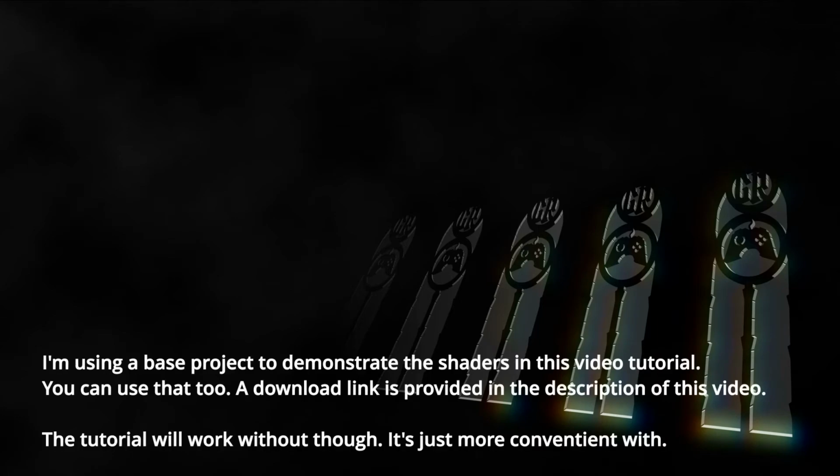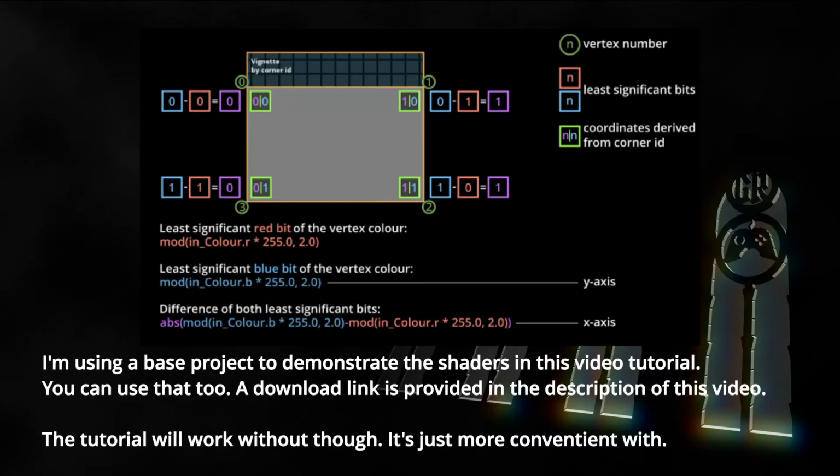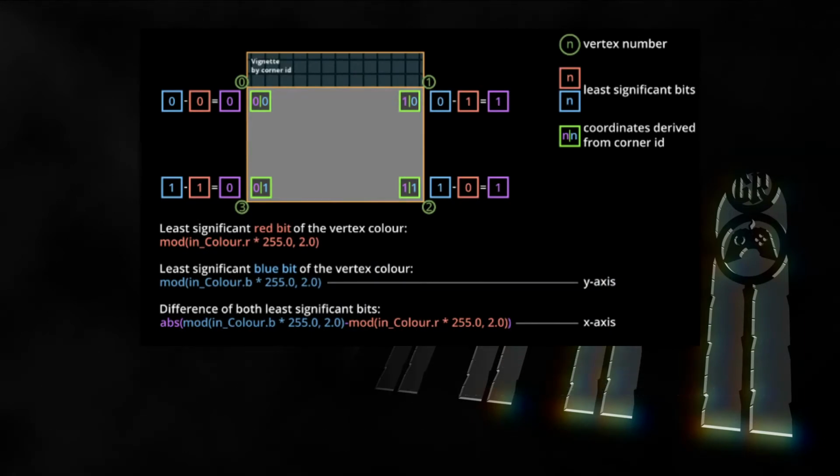Hi, I'm Reverend Greg and I welcome you to this video in the tutorial series Shaders for Hobby Programmers. This time we'll look into vignetting with corner IDs instead of texture coordinates as we did in the last video.